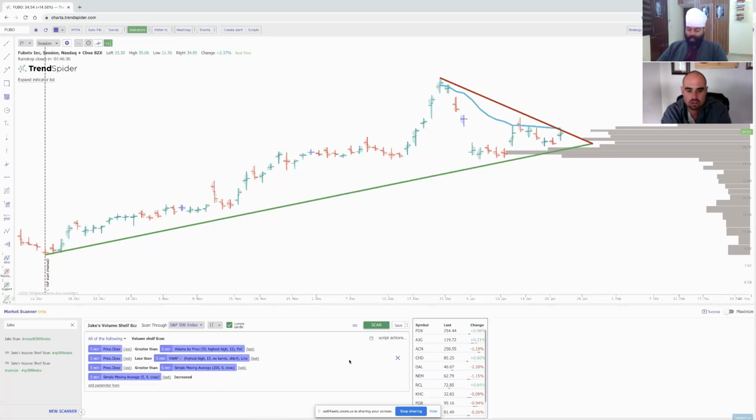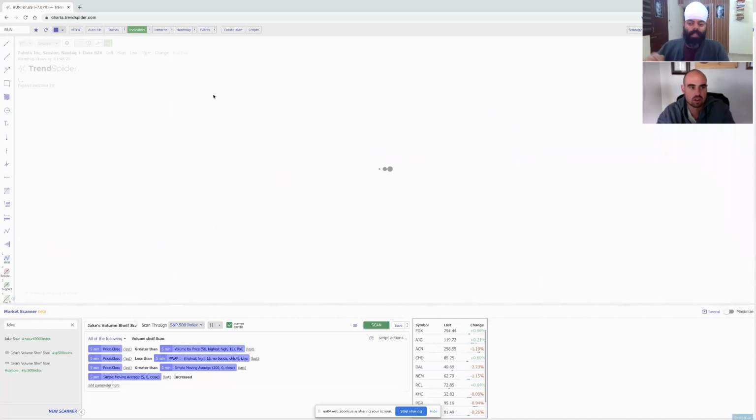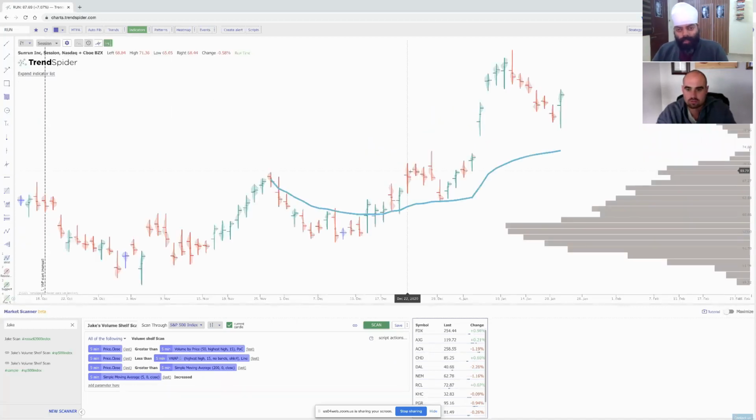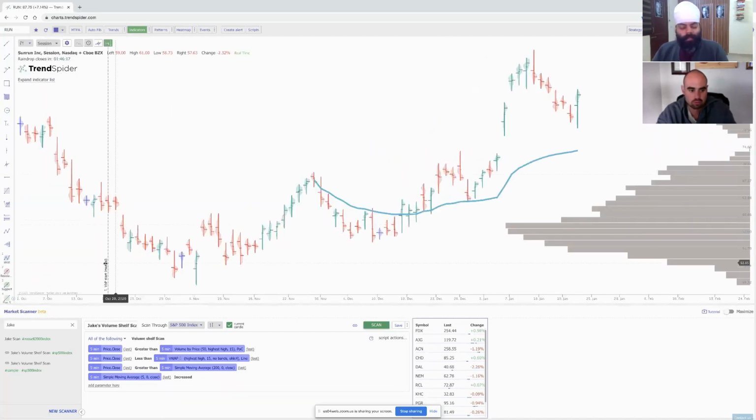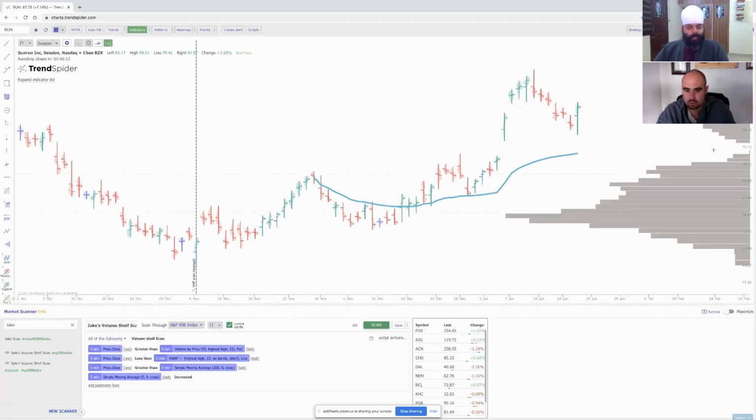Perfect. And there's a stock which I was watching today itself. It's RUN. Can you look at that? Because it gave a breakout today, maybe supported by beautiful volume. Yep. So, we could anchor this from a few places.